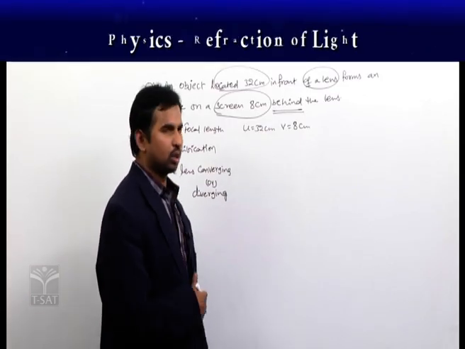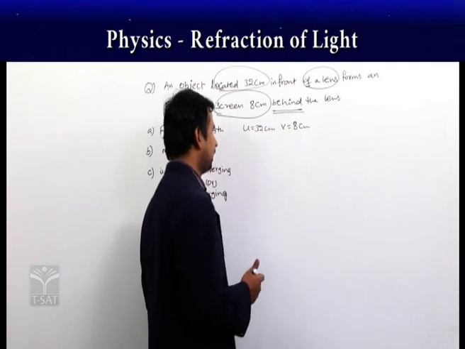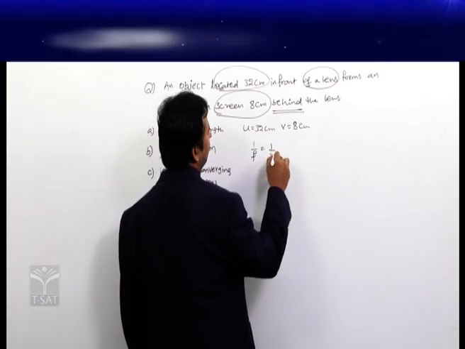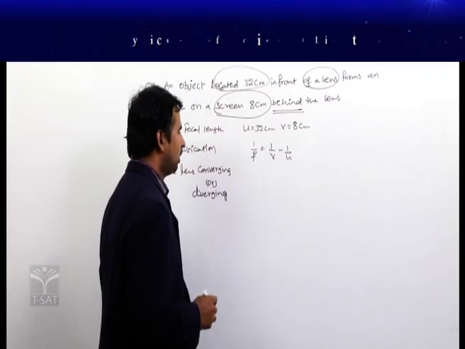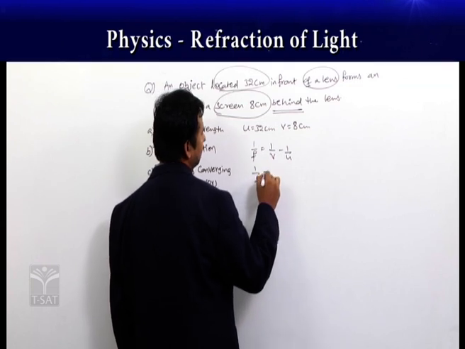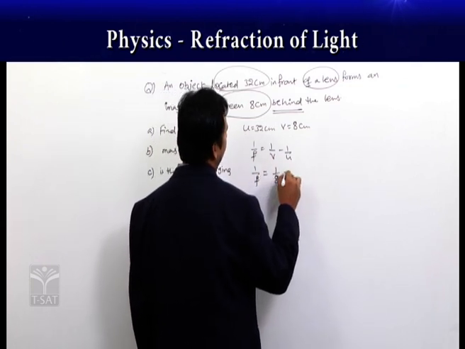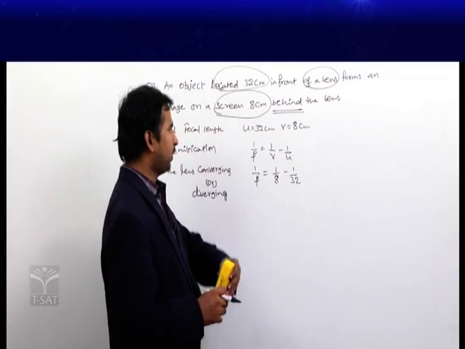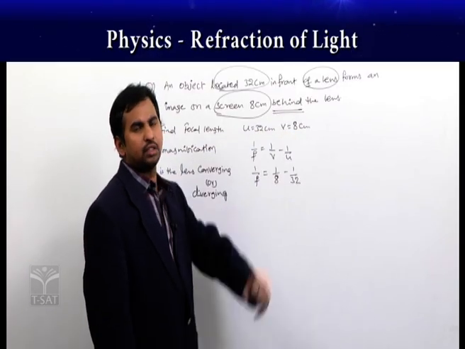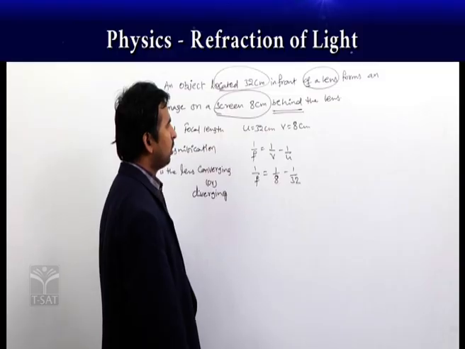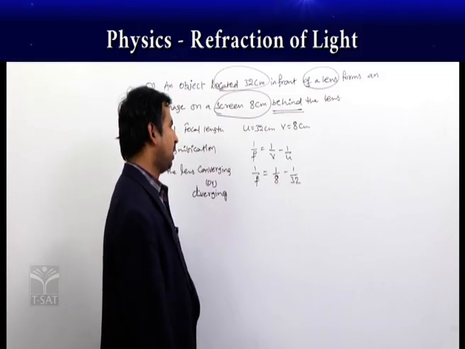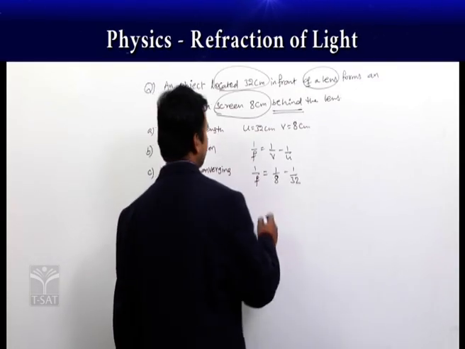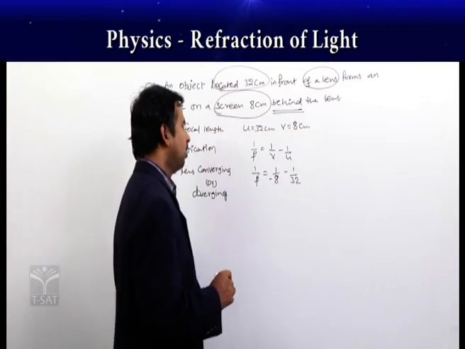Okay, first find the focal length. As you know, the u value and v value here, 1 by f is equal to 1 by v minus 1 by u. Then 1 by f is equal to 1 by v, where v is 8, and 1 by 32. But here you have to observe that the image is formed, the screen is placed behind the lens. So that's why we have to take the image distance also as negative. Both we are taking as minus.